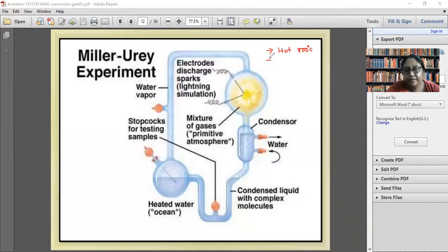Second, no atmosphere was there. So you need to know, beta, the presence of atmosphere is very, very important. The atmosphere that was present at that time and the one we have now are way apart. Atmosphere means there was no O2.